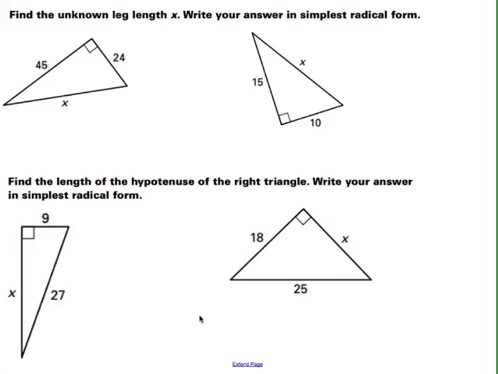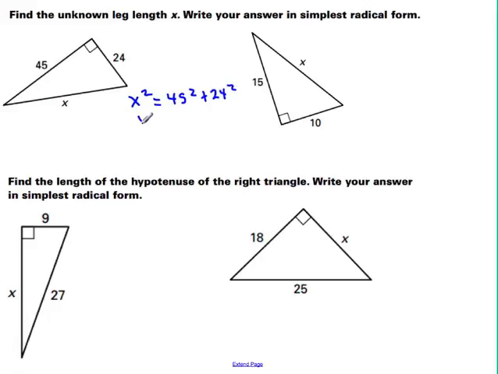Let's take a quick look at some of the ways that this might show itself. I'm not going to work out every problem. We'll just work a couple of them. If we don't know the hypotenuse, we can say that that's going to be x squared equals 45 squared plus 24 squared. Very straightforward here. I'll make sure to square everything.